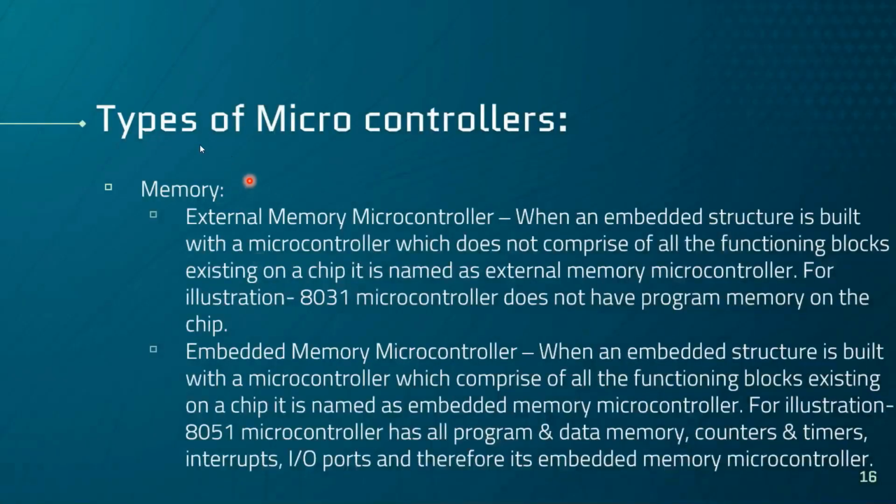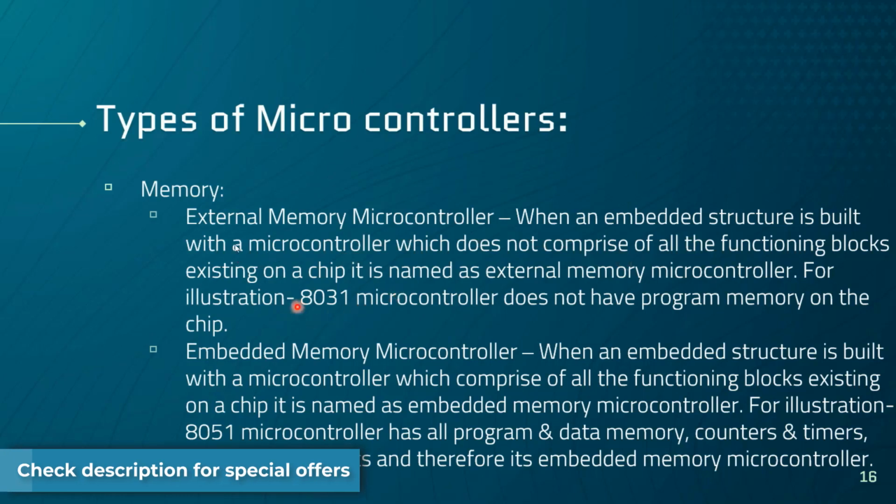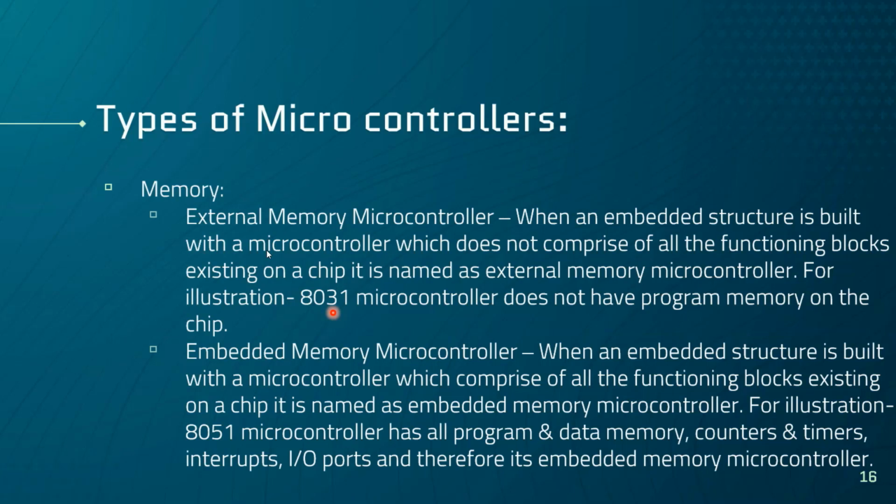Let's have a look at different kinds of microcontrollers in terms of memory. There are external memory microcontrollers. When an embedded structure is built with a microcontroller which doesn't comprise all the functioning blocks, it's named external memory. For example, the 8031 microcontroller uses an external SRAM to fetch the instructions from that memory. Some kinds of microcontrollers don't have memory to save the instructions, so for the processor to fetch those instructions, it's going to need an external memory for that function.